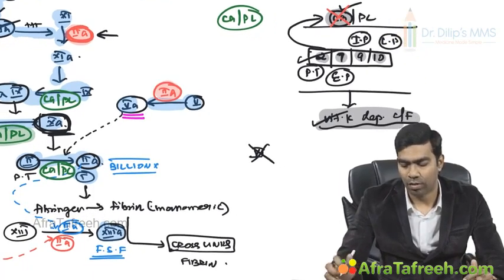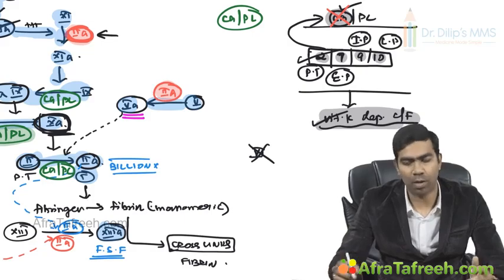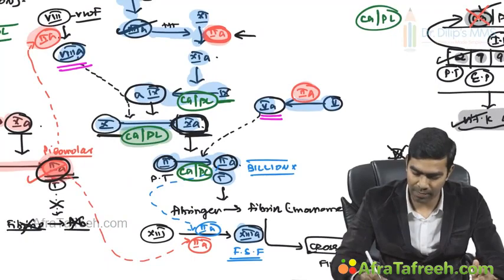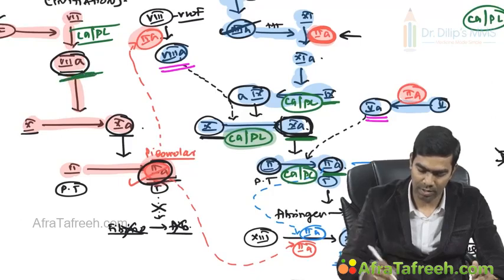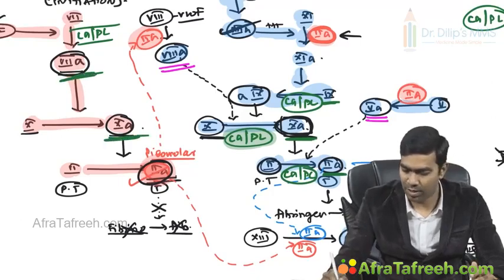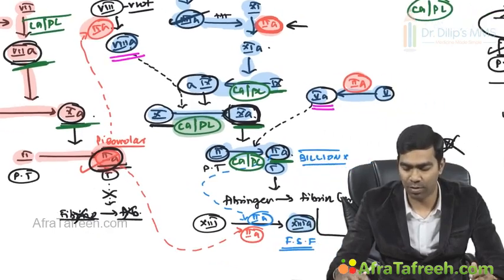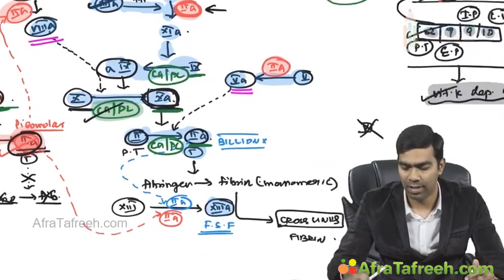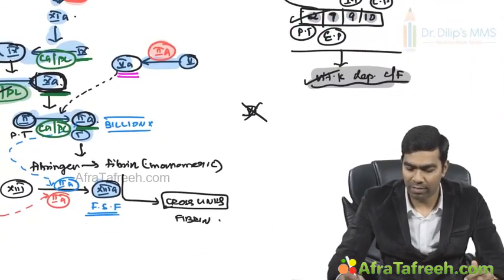Anyways, you can understand the important association. Calcium and phospholipids are important for 9, 10, 2 and 7. Clear? 2, 7, 9 and 10. You need calcium and phospholipids for all of them, but they are most important for the common pathway, that is activation of factor 10. So what is the association?